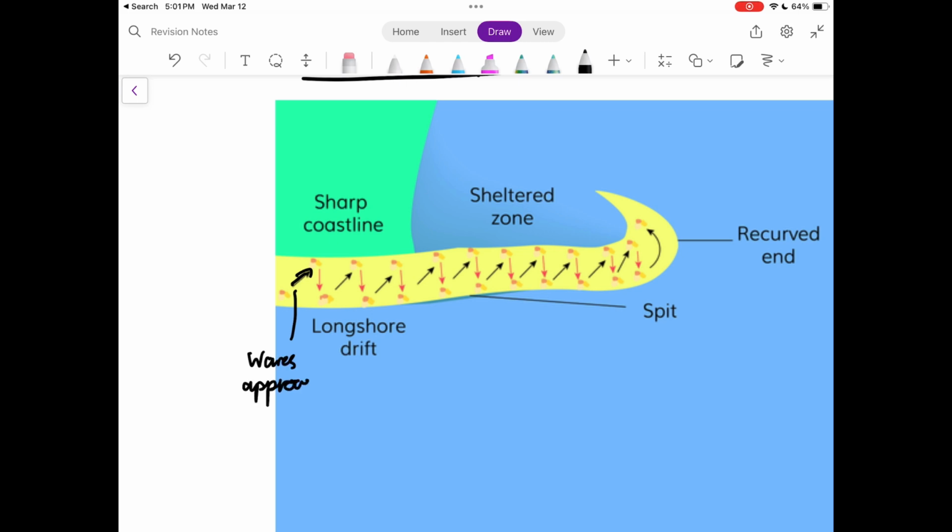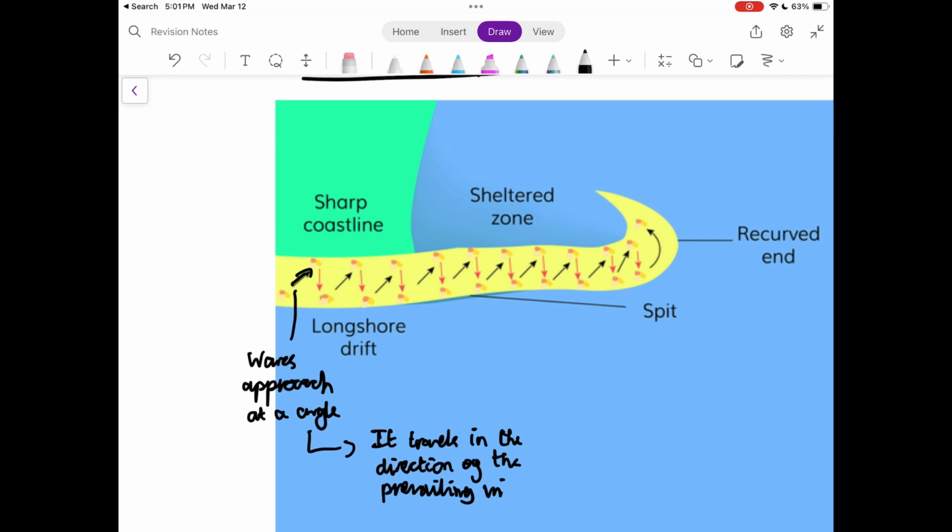So waves approach at an angle. And this is because it travels in the direction of the prevailing wind. So the prevailing wind is the wind that is blowing towards the coast, so the waves will travel in this direction.